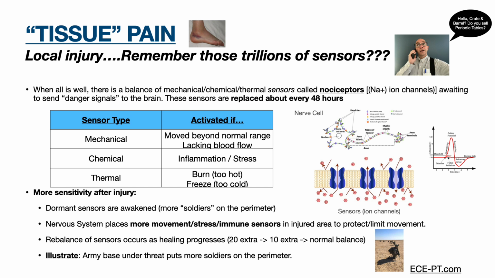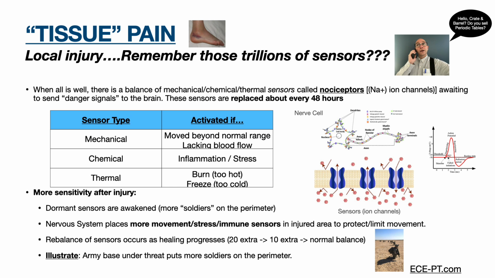But now after injury, we have more sensitivity. How we know we are more sensitive: it hurts to do the slightest thing after a fresh injury, like an ankle sprain. But what's literally happening? Well, dormant sensors are awakened. And our nervous system now changes the balance of sensors so that you have more movement sensors, more immune system sensors, more stress chemical sensors in the injured area, to protect it, to limit its movement.